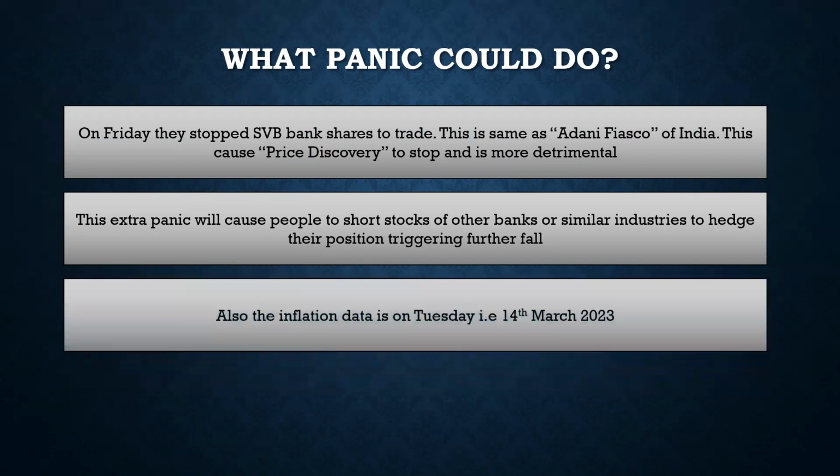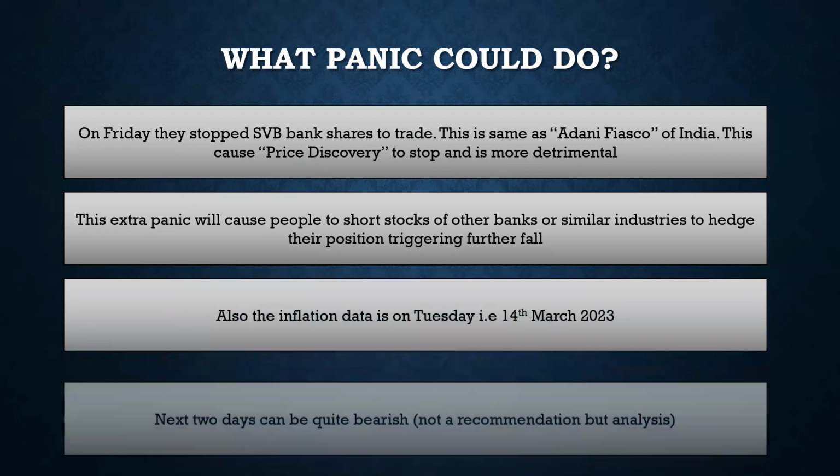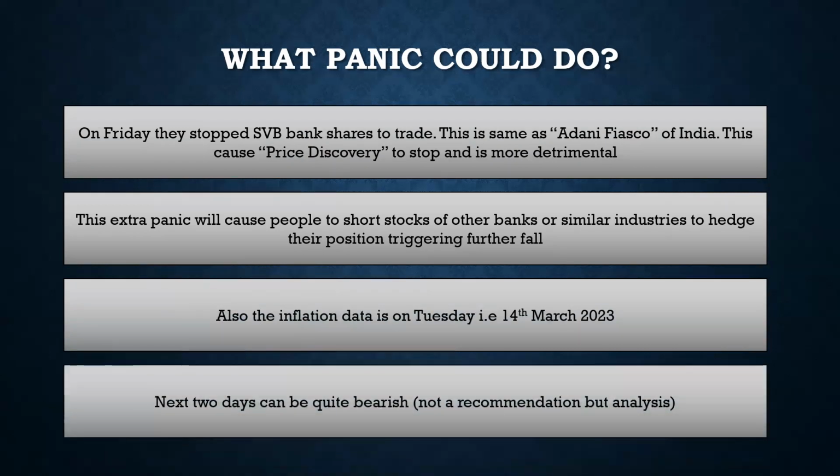And also there is inflation data on Tuesday, which is fundamental data, right? And the market has always fallen in the last 1 year, at least has fallen before the inflation data. So Tuesday, 14 March 2023, there would be inflation data. Because of that, the next 2 days can be quite volatile. Once again, this is not a recommendation but analysis. I have given you all the reasons why the market can fall, right? So for the next 2 days it will be critical.